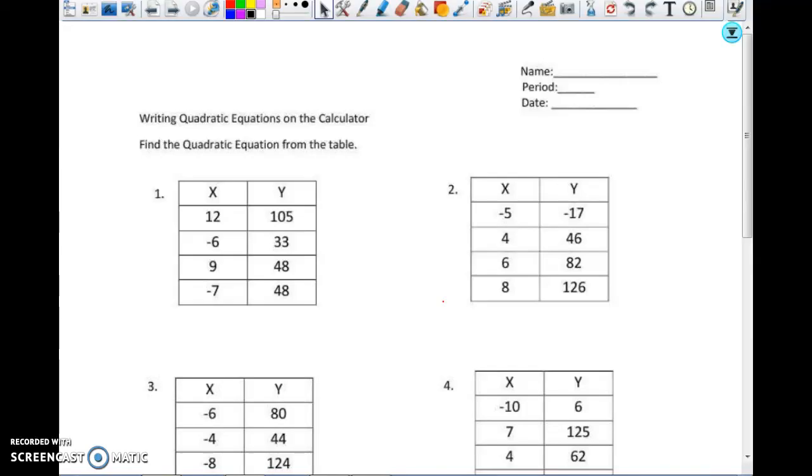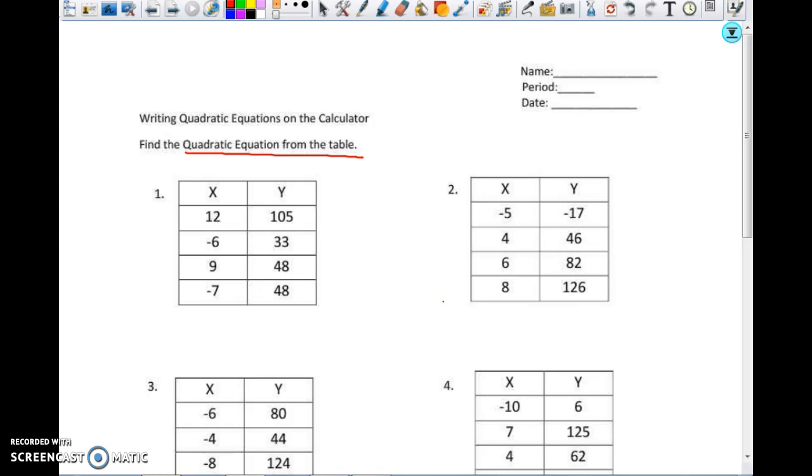Okay, so today we're going to just do a really quick lesson since I'm not here today. It's over quadratic regression, meaning all you're doing is writing a quadratic equation from a table. And this is super easy because Desmos does all of it for you. So basically, anytime you're given a table or points and you need the equation, you'll just ask Desmos.